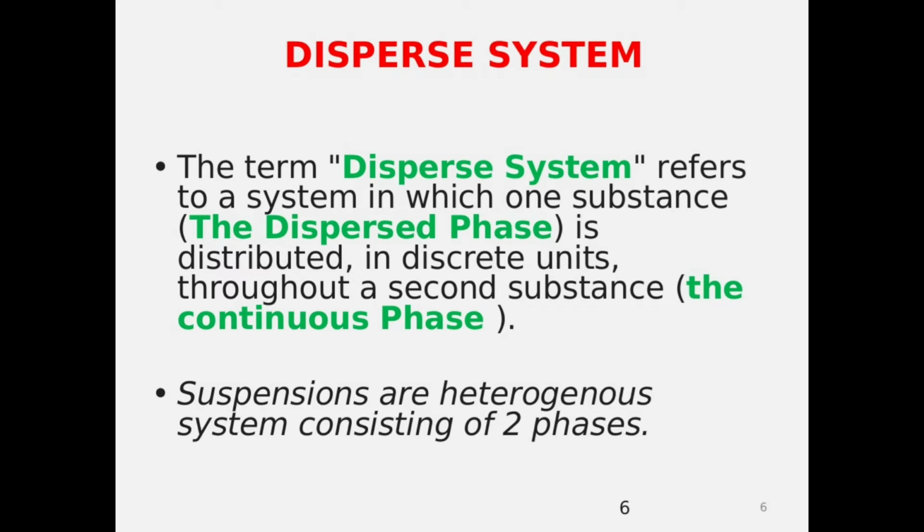Dispersed system. The term dispersed system refers to a system in which one substance, that is the dispersed phase, is distributed in discrete units throughout a second substance, the continuous phase. So the dispersed phase will be discretely distributed throughout the second substance, that is known as the continuous phase. Suspensions are heterogeneous systems consisting of two phases.